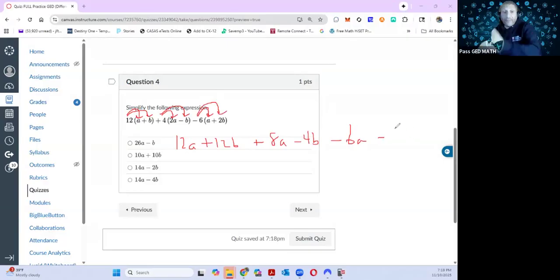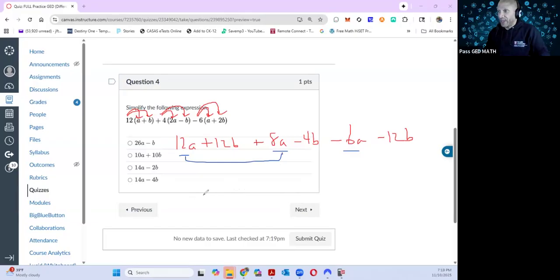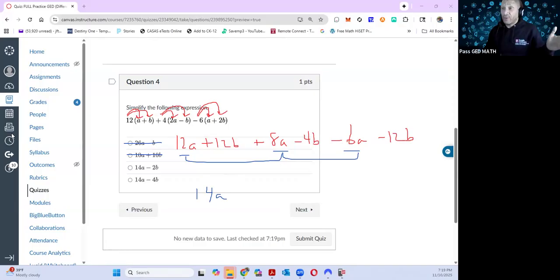So you must know how to multiply signed numbers. The next thing you must know how to do is combine like terms. We got 12A, we got 8A, we got minus 6A, because they all have the same variable. So 12 plus 8 is 20, 20 minus 6 is 14. So I got 14A. Since I know my first term is 14A, I know it's not A, I know it's not B. So at least now I got a 50-50 chance. Now, 12B minus 4B is 8B.